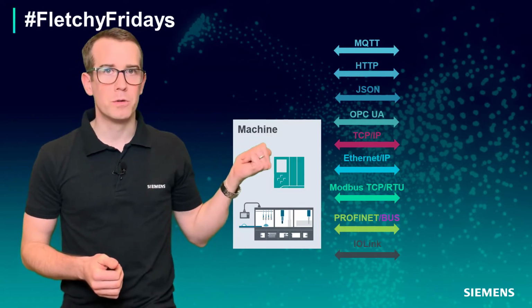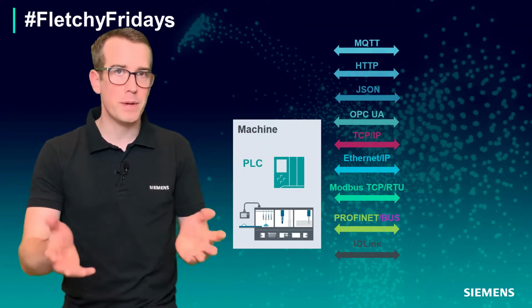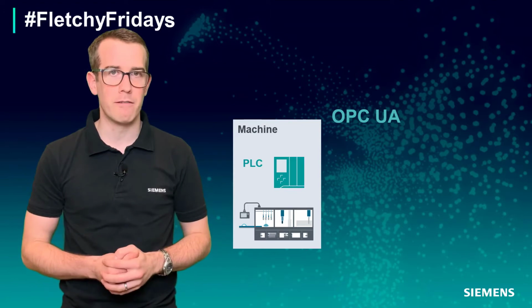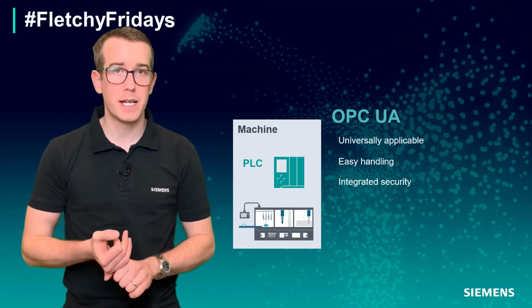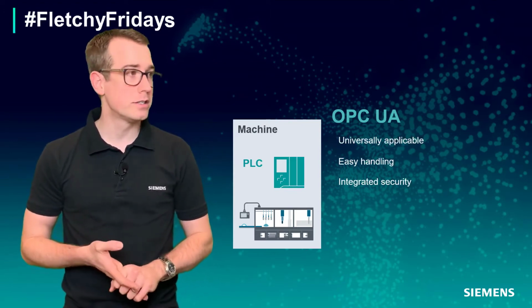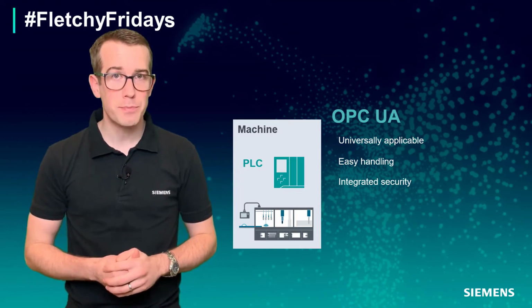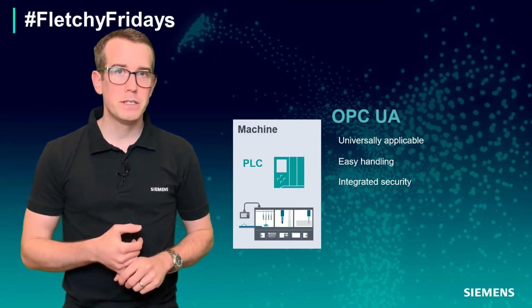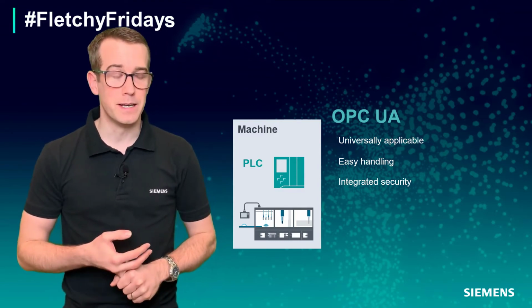Now, one of these protocols is becoming pretty special, and that's OPC UA. I'm sure you've heard of it, as it's becoming widely adopted inside of our industry. And things like our Simatic controllers, HMIs, SCADAs, and even our new Siemens Industrial Edge platform support this particular protocol. It's quite easy to integrate, and it's got security built in.